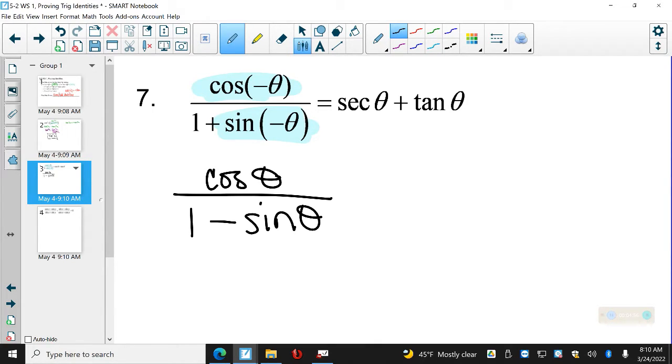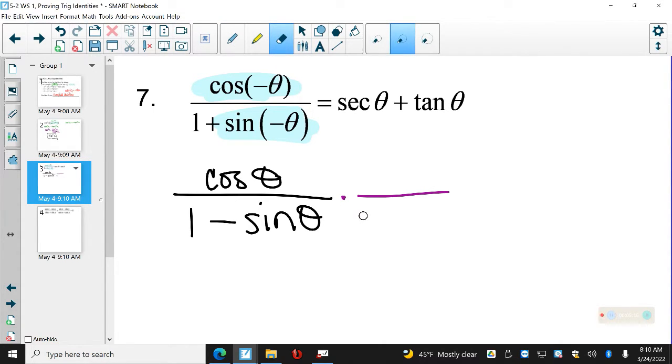Okay, so from here, what do you think we should do? And we did a problem like this yesterday in class. Okay? We have two different trig functions. We are going to multiply by the denominator's conjugate. The denominator's conjugate is going to be what? 1 plus the sine of theta. Yup. 1 plus the sine of theta.